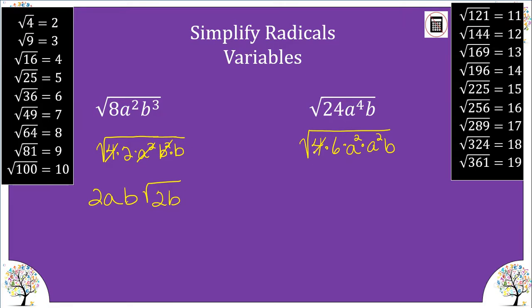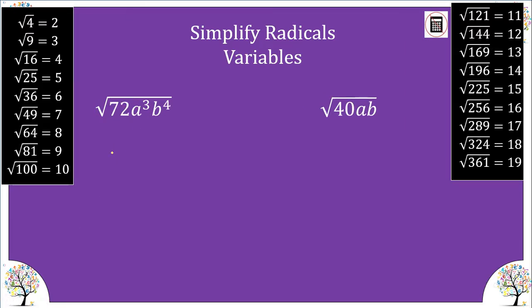We're going to take the square root of 4, which is 2, and the square root of a squared, which is a. And I'm left with 6b. Okay, let's put this together, and I get 2 times a squared, the square root of 6b. Okay, let's do 2 more here.